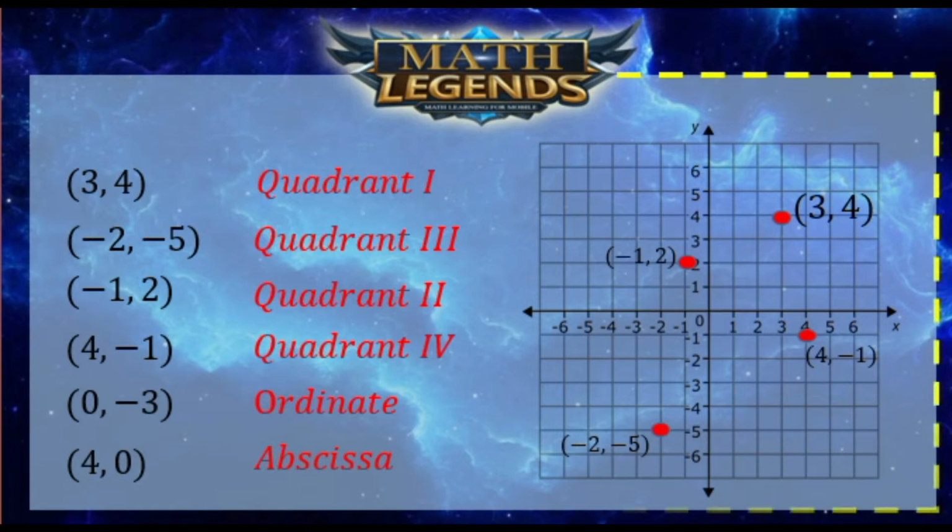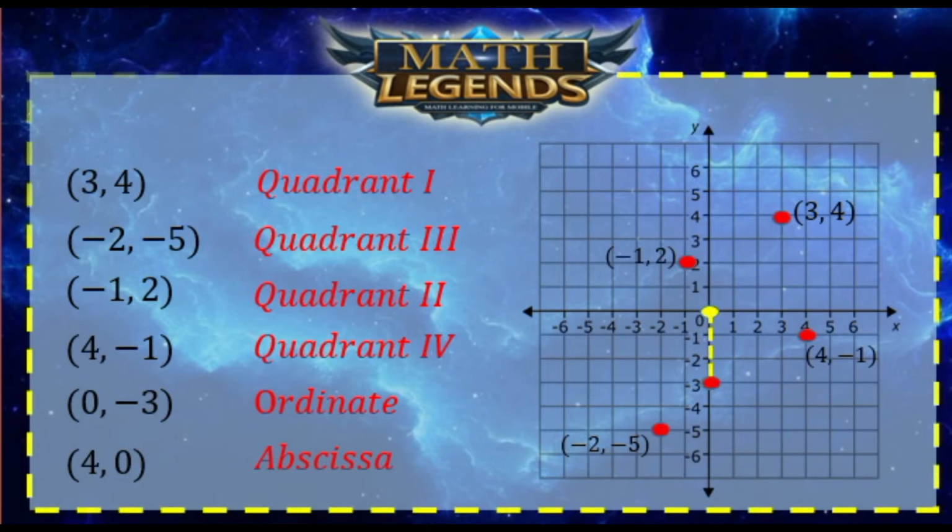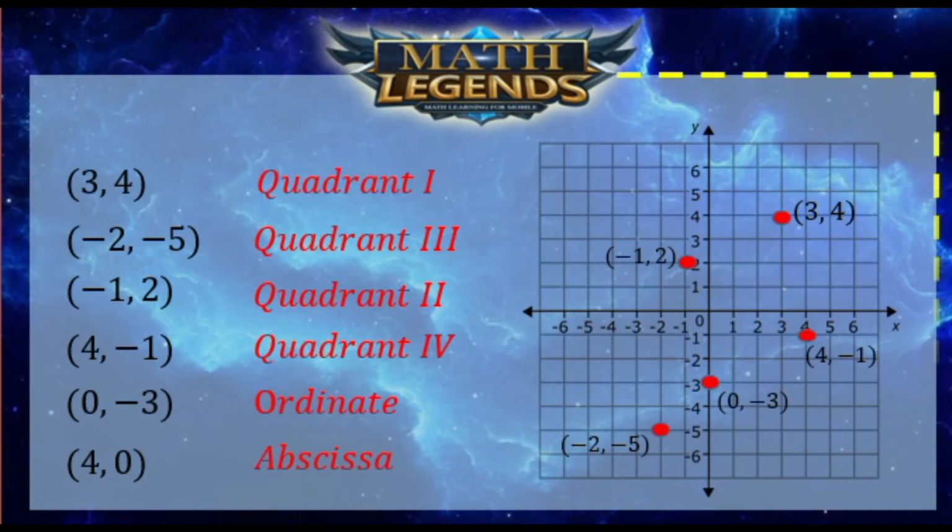For the next one, we have 0 and negative 3. We have here 0 as the x value, and we have here negative 3 that is located in the negative y-axis, and the intersection of this is exactly at negative 3 along the y-axis. So therefore, let us call it 0 and negative 3. For the last one, we have here 4 that is located along the positive x-axis, and we have here 0 that is the y value. And the intersection of this will be exactly the positive 4 that is along the positive x-axis. And let us call it 4 and 0.